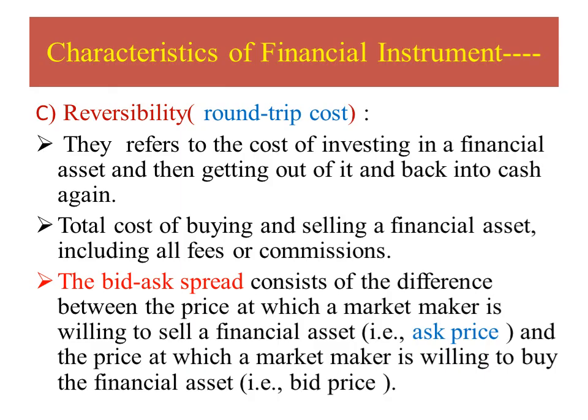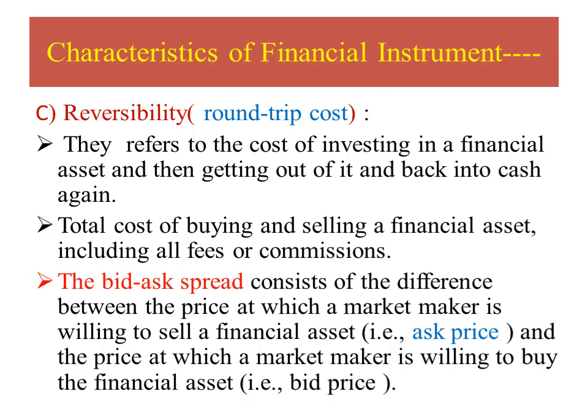There are other characteristics of financial instruments: reversibility, or round trip costs. What is reversibility, or what is round trip cost? Let us see. They refer to the cost of investing in financial assets and then getting out of it and back into cash again. It is the total cost of buying and selling a financial asset, including all fees or commissions.